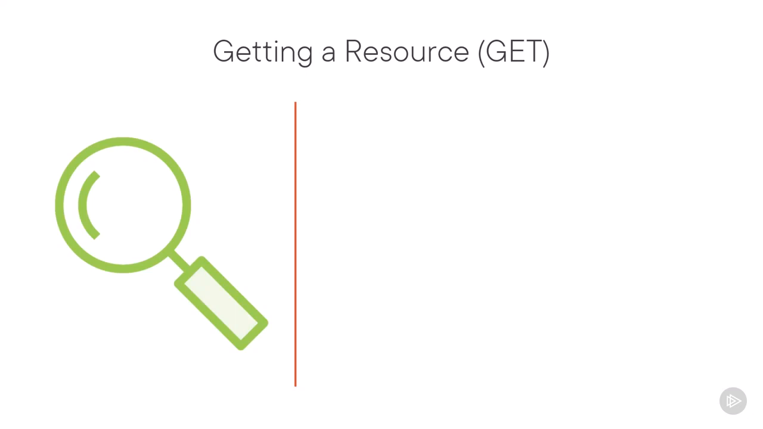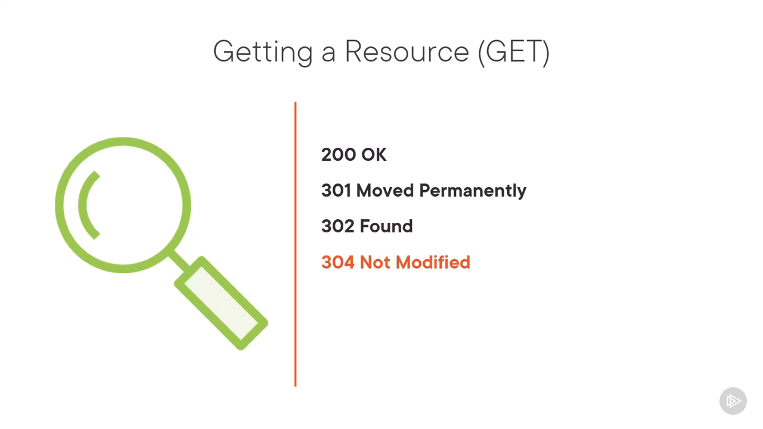When fetching a resource, the success response is simply 200 OK. If the resource in question has moved, a 301 or 302 code may be returned. Note that unlike most browsers, API clients typically are not configured to automatically follow redirects. If caching is being used, a response of 304 not modified may be returned to indicate to the client that their existing copy of the resource is still current.